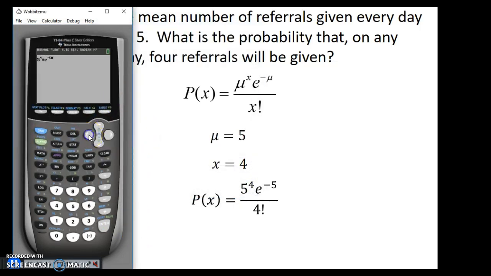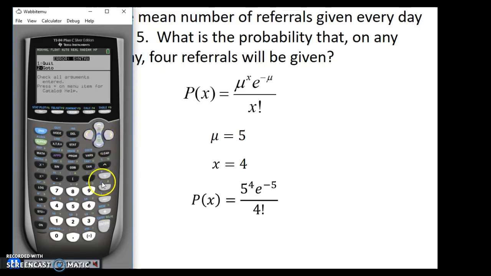Then we will divide all of that, which you could do as a fraction feature. It won't make a difference for order of multiplication and division, but divide by 4 factorial, which means you need to scroll over to probability and get your factorial.